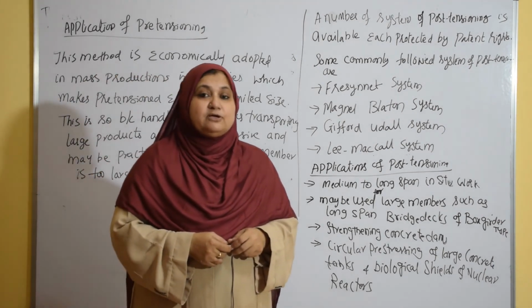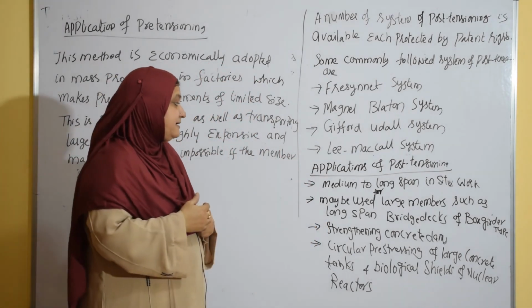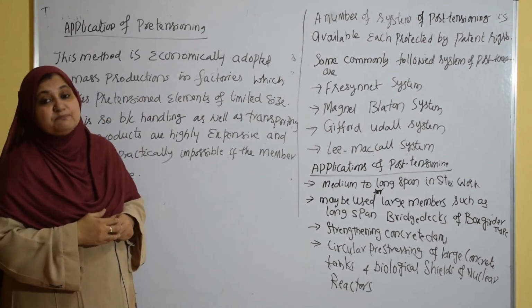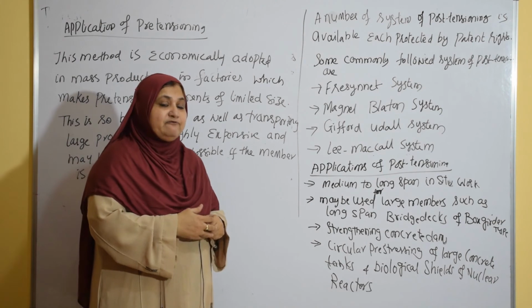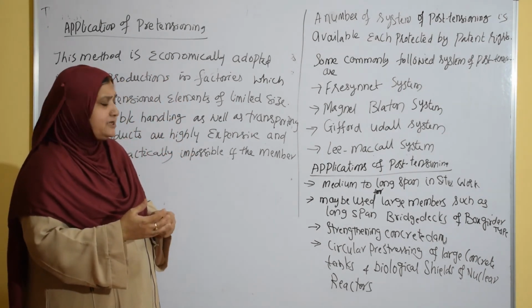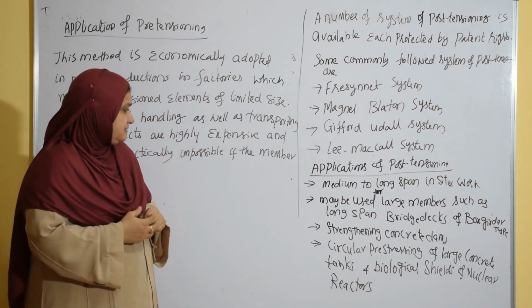We might have come across box girder type bridges. There we need bridge deck slabs of large span, so we may go for post tensioning. There, on the site, it will be manufactured, prepared and post tensioned, and then it can be used on the site, because transportation is difficult.